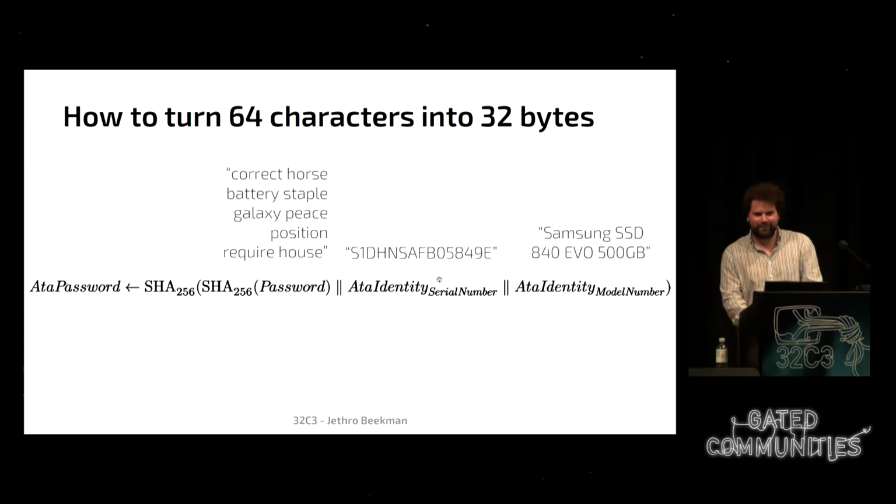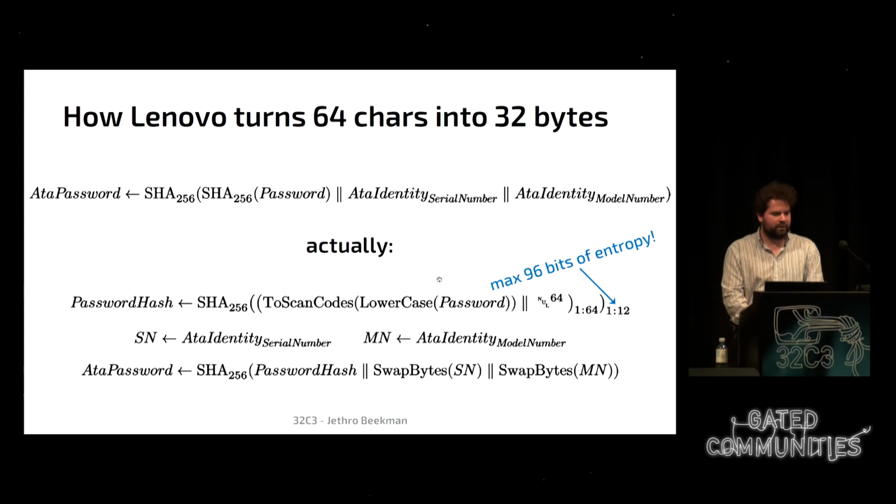Unfortunately, the algorithm is a little more complex than this. The password hash, as I said, actually uses the scan codes of the password, which means that there is no distinguishing in case of the letters. Also, after hashing it, it truncates it to only 12 bytes, which means that there's a maximum of 96 bits of entropy in this password hash. So this is quite unfortunate, but most likely human passwords have less than 96 bits of entropy to start with, so it's probably not that big of a deal.